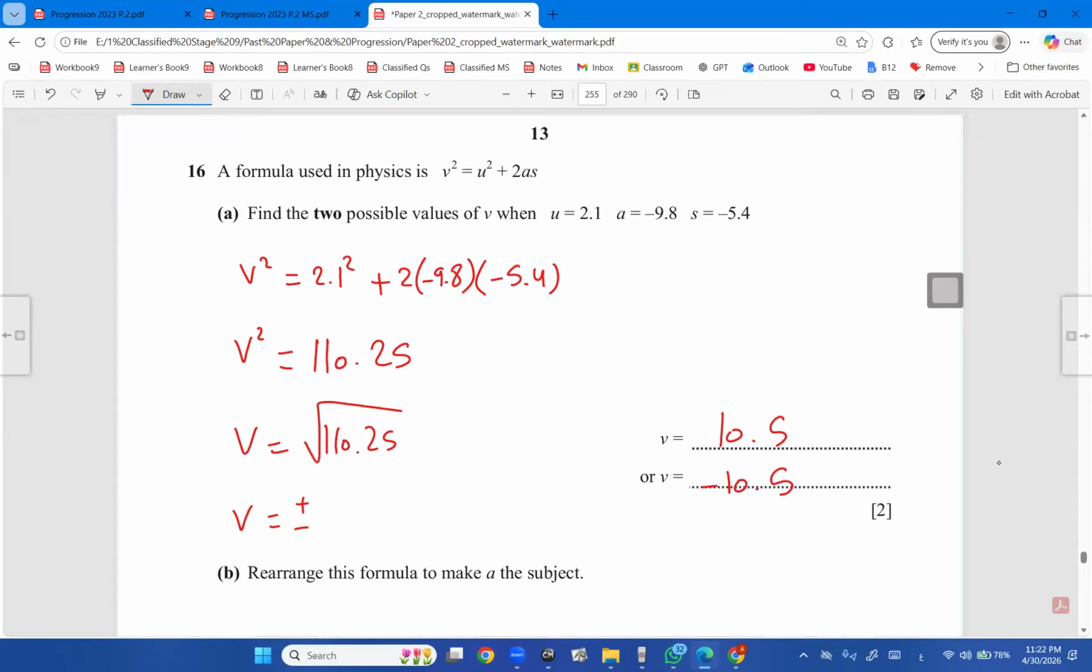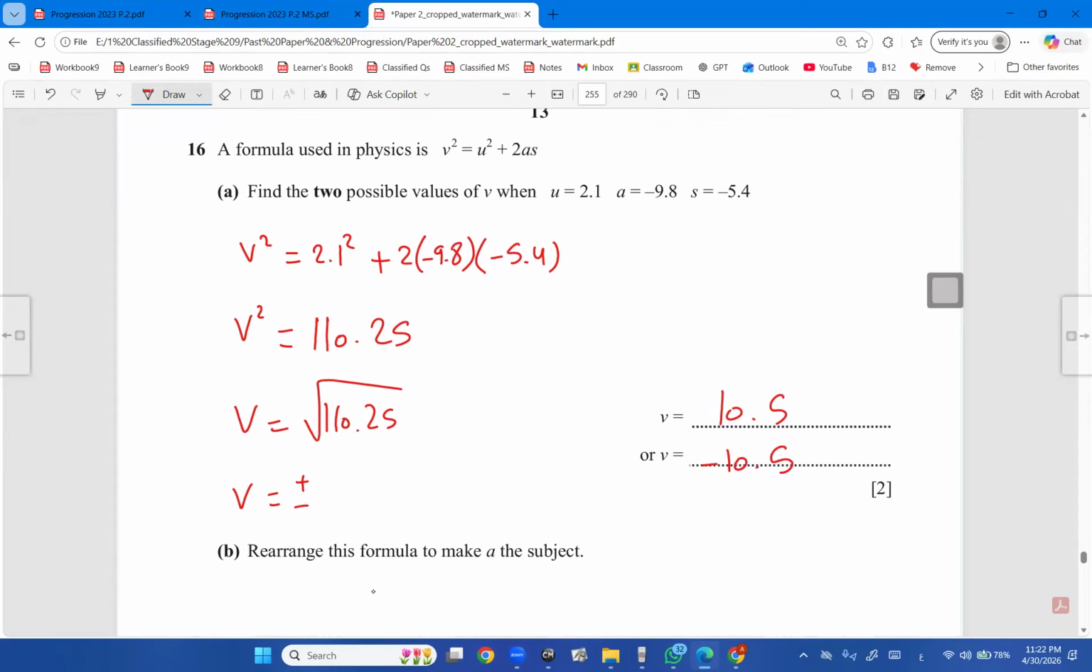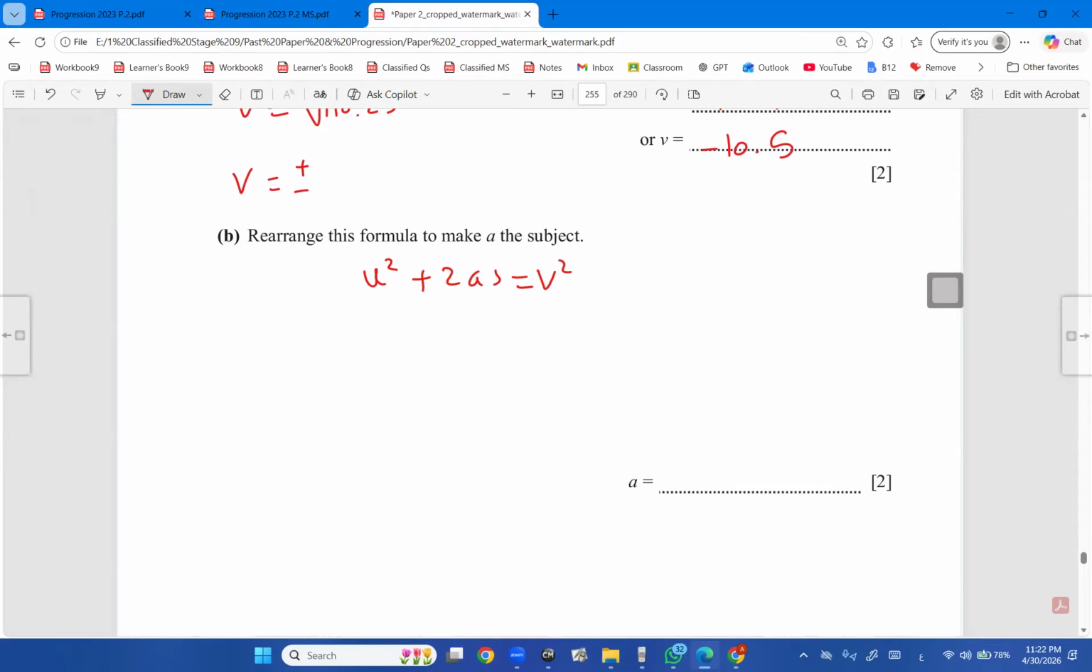Rearrange this formula to make a the subject. Let me first write the formula. But I'm going to switch actually to make a on the left side. Many people feel comfortable doing this. So u squared plus 2as equals v squared. Now let's make a the subject of the formula. What is the last thing that happened to a? You must undo it first. So you're going to find that a got multiplied by 2 and multiplied by s, and at the end, we added the u squared. So send the added u squared to the other side.